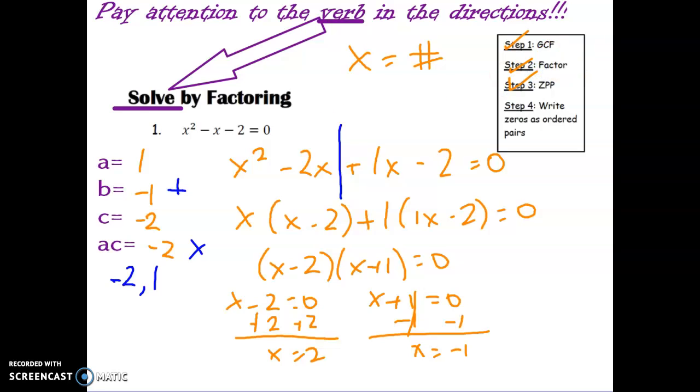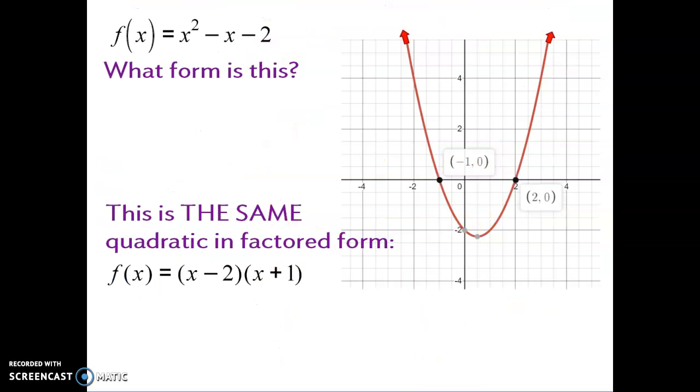Now the last part says write the zeros as ordered pairs. So the one that's a 2, that's going to be (2, 0), right? Because you can see that this would be in the f of x or the y spot. That's why my y value is going to be 0. And the other one is going to be (-1, 0). Now that might seem strange. I'm just solving this equation. Why do I end up writing these as ordered pairs with an x and a y coordinate? Well, that's going to be really important for what's coming up.